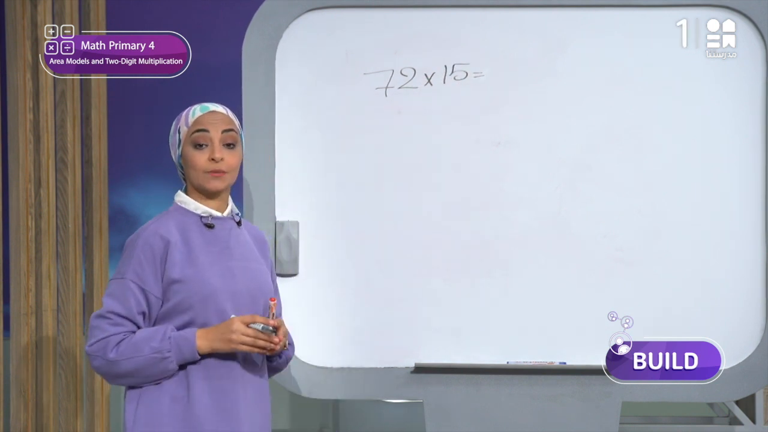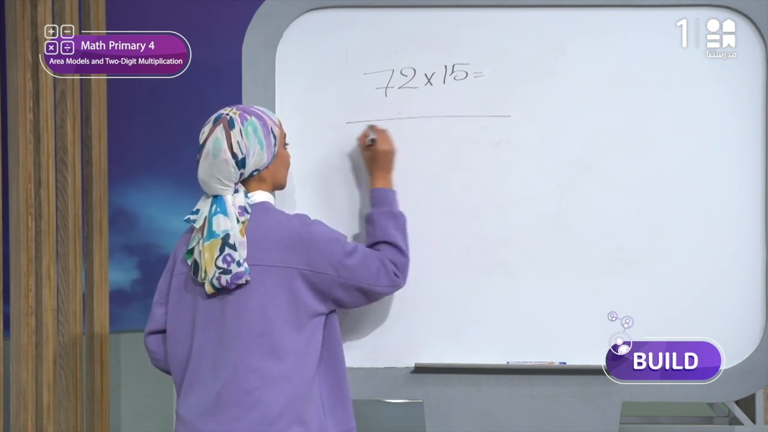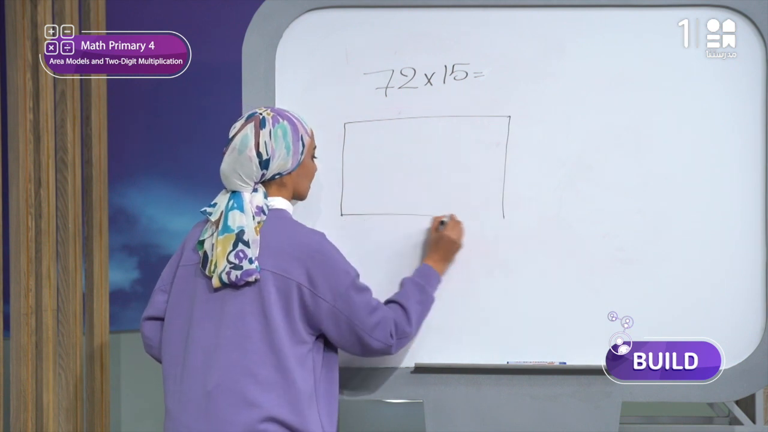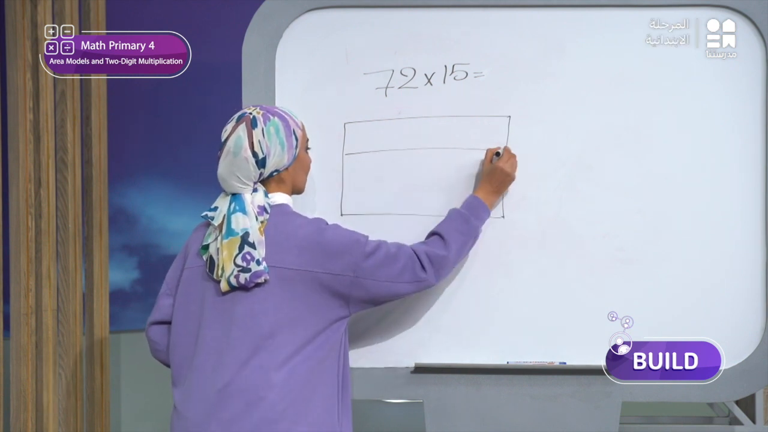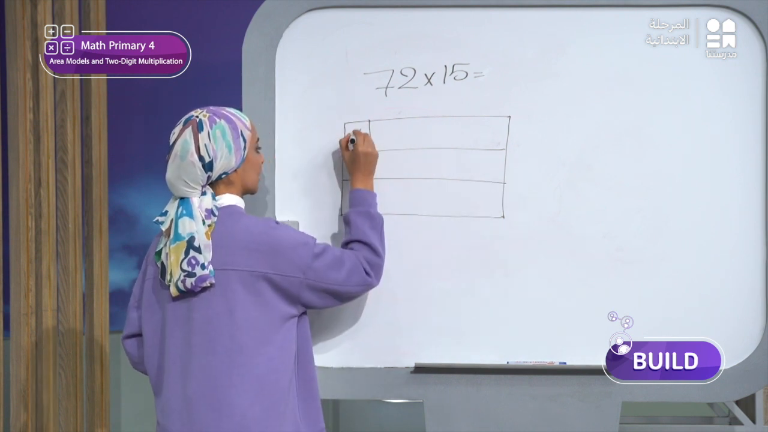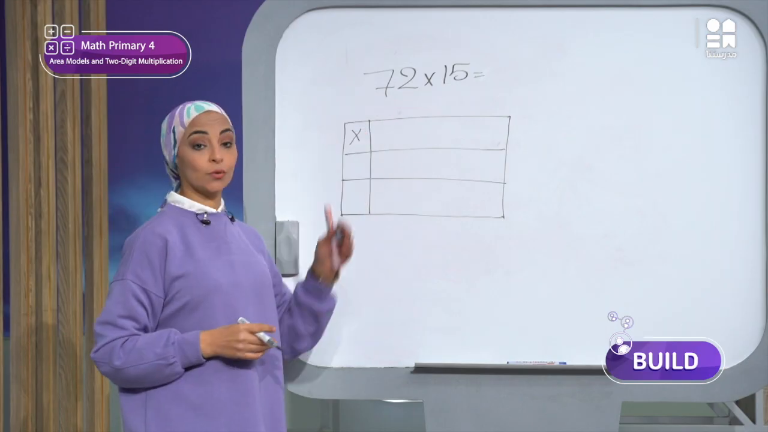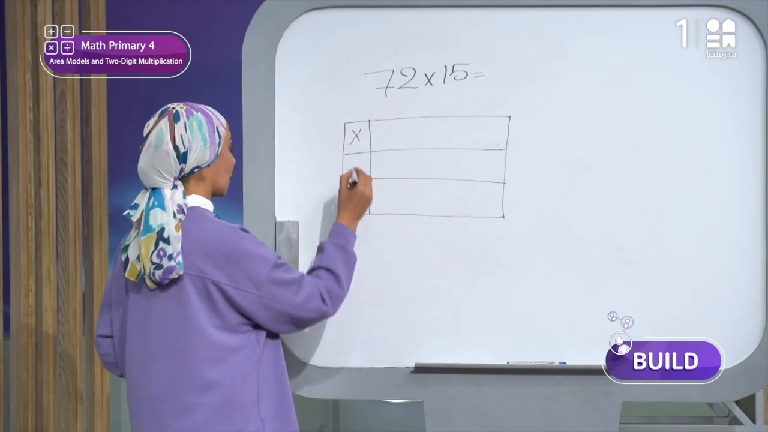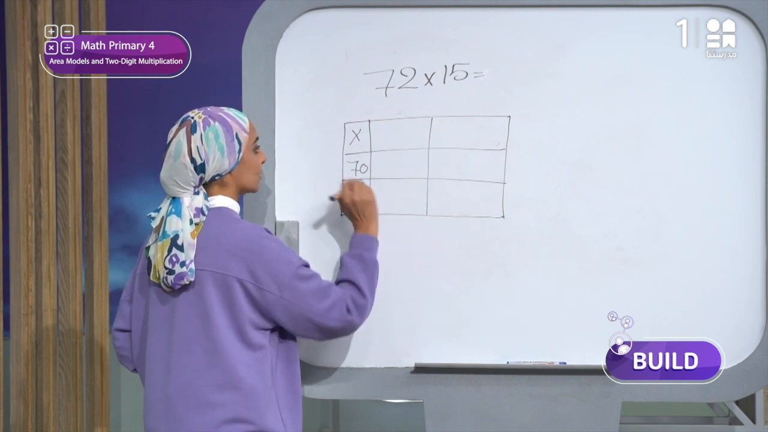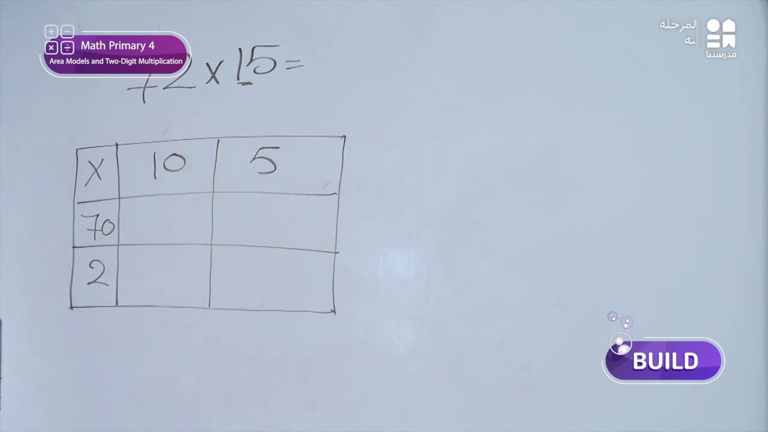The same steps. I will draw my rectangle like this, the area model. Draw it with me. Then I will write here the multiplication. Then I will decompose 72 into 70 plus 2. I will write it here, 70 plus 2. And I will decompose 15 into 10 and 5.